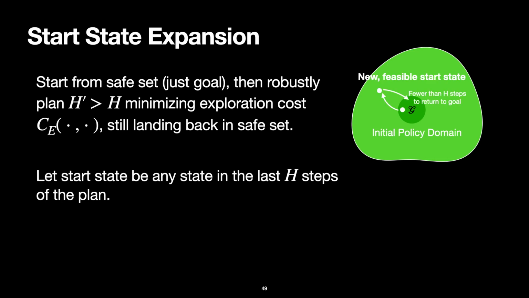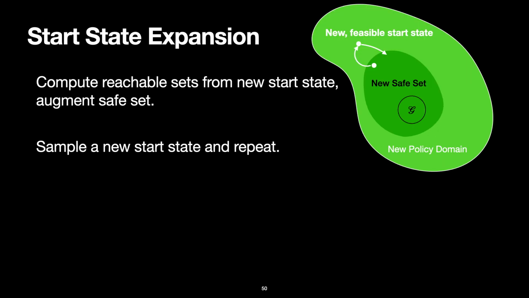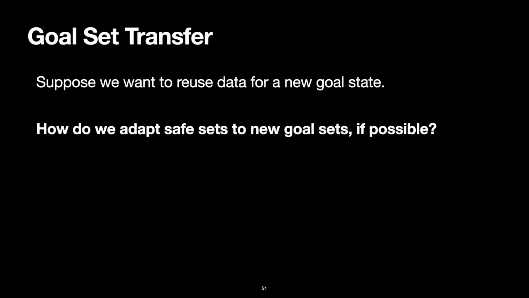To do so, we can actually solve an initial optimization problem that starts off in the goal set and optimizes an exploration cost to produce plans which go outside of the goal set, while requiring that the plan robustly returns back to the goal set in h' steps, where h' is greater than h. We can now select any state in the last h robust reachable sets of this plan as a start state, as we know we can robustly return to the goal set from it. So, after solving this optimization problem, we can run the LMPC strategy from this new start state. We can further expand the policy domain by again running the same exploration cost optimization strategy to find new start states.